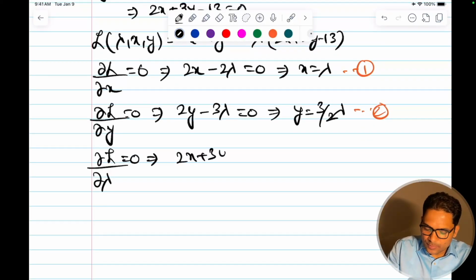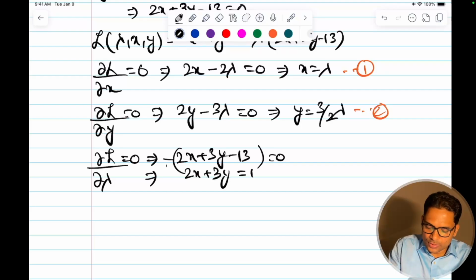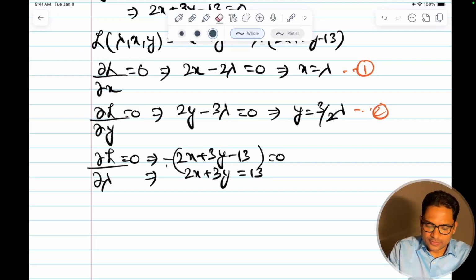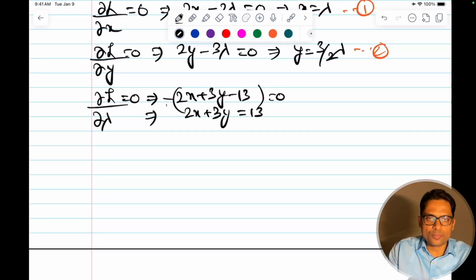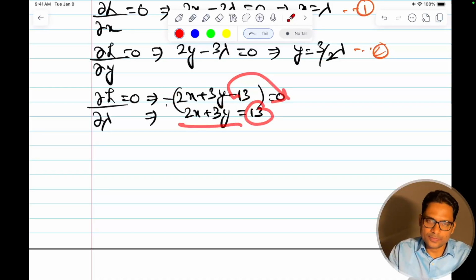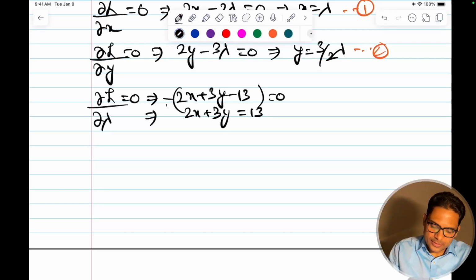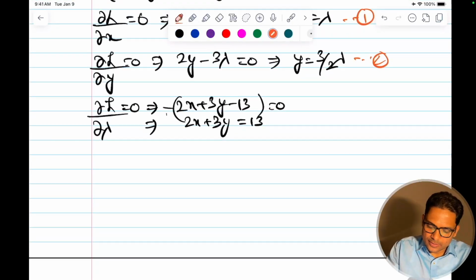2x plus 3y minus 13, with the minus sign, is equal to 0. Minus anything is 0, 0 only. This implies 2x plus 3y is equal to 13. Okay, that's what it will be. I have removed the negative sign, so this remains, and I have brought 13 to this side. Simple. Now we know this is our equation number 3.